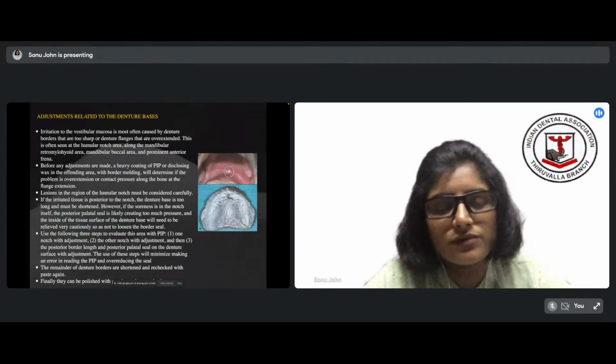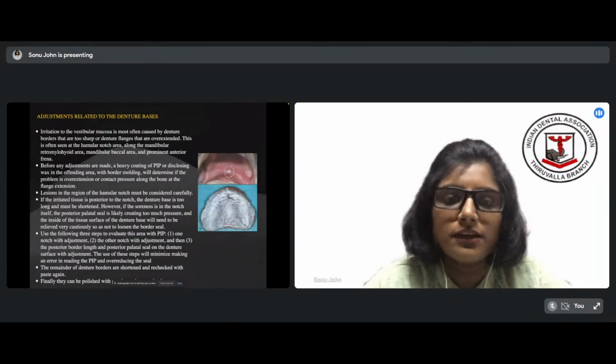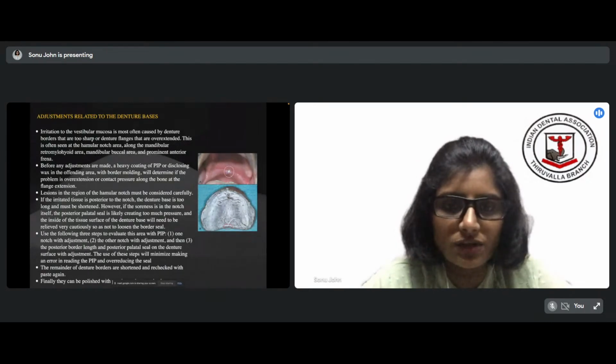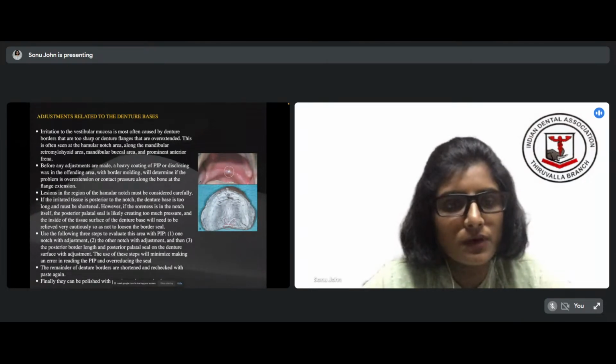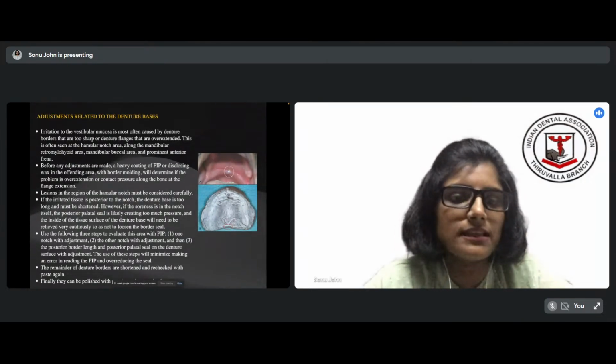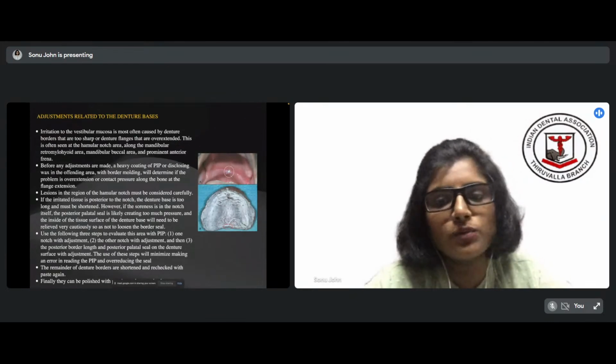So there are two scenarios that we saw here. If you have a sore spot on the hamular notch, there are two locations. If the irritated tissue is posterior to the notch, your denture base should be shortened. However, if the sore spot is on the position where the hamular notch is, it means that the PPS area is creating too much pressure.